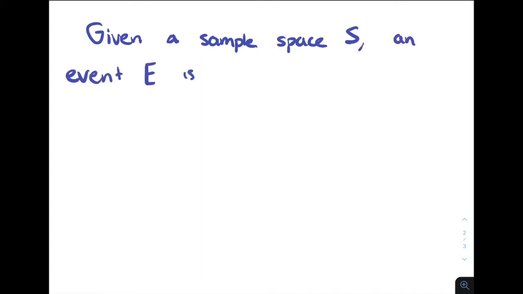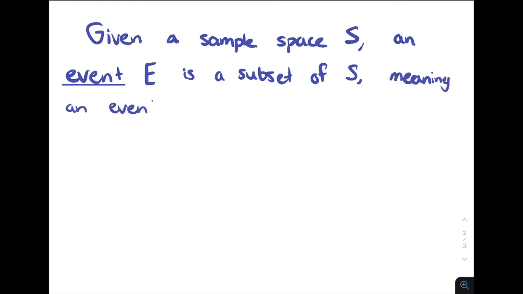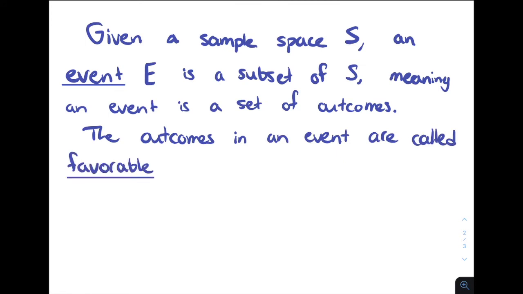Given a sample space S, an event E is a subset of S, meaning that E is a set of outcomes. The outcomes in an event are called favorable outcomes. We say an event occurs if it contains at least one outcome.